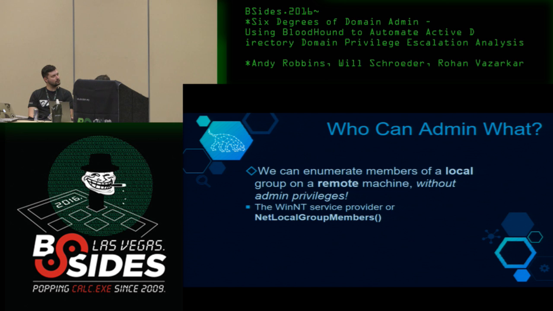So this is one of the craziest things to me. I found this about 2.5 years ago. I think there wasn't a huge amount of information about it publicly, but we can enumerate the members of a local group on a remote system without needing administrative privileges on that system. I have no idea why this is allowed. We're super happy it's allowed, because otherwise this tool might not exist. But it kind of blows my mind.